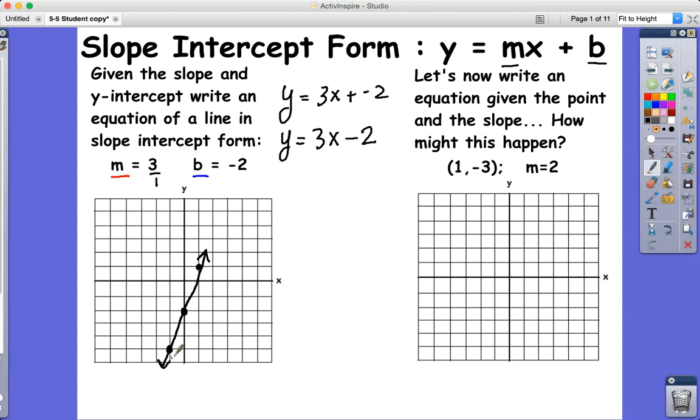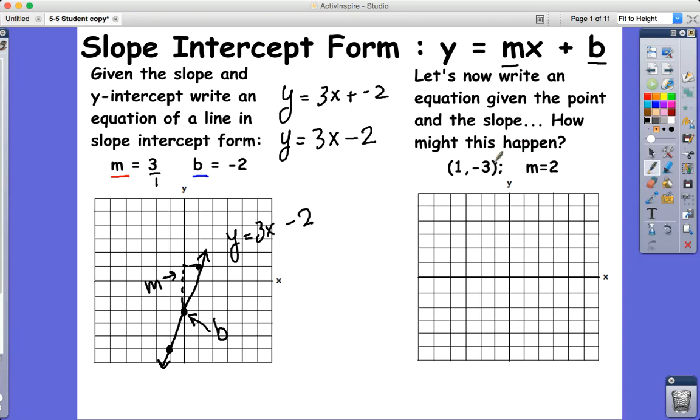So if I was just given this line, I can produce this equation because this is my b and this is my slope, which is my m. I can produce this equation: y is equal to 3 over 1, 3x minus 2. Okay, so now we're being asked to write an equation given the point and the slope.